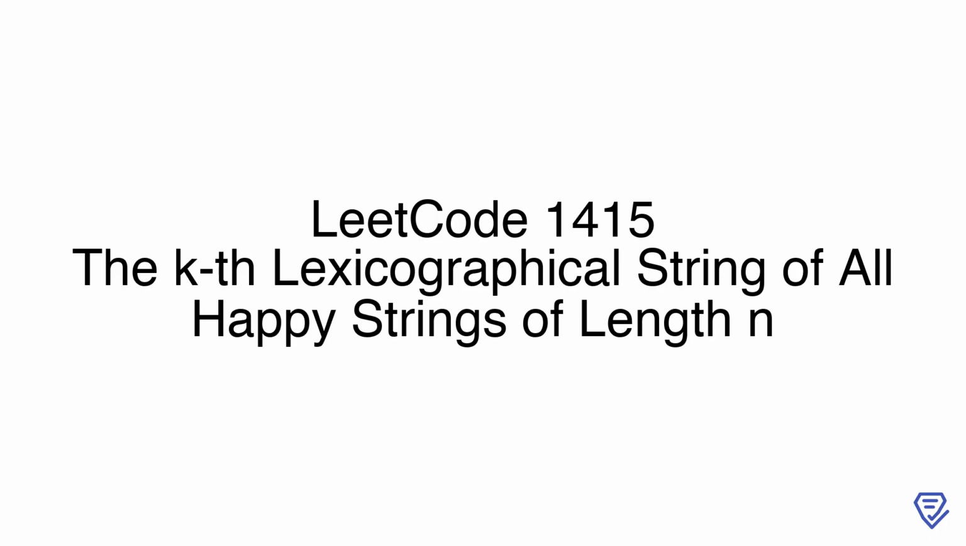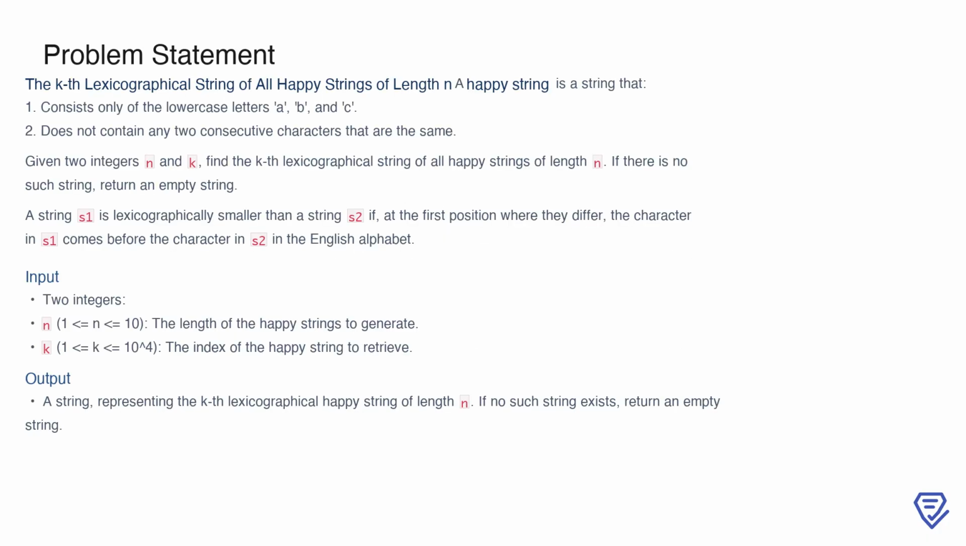Let's get started. In this problem, we are tasked with finding the Kth lexicographical string of all happy strings of a given length n. Now, what exactly is a happy string? A happy string is a sequence of characters that consists only of the lowercase letters a, b, and c, and it must not have any two consecutive characters that are the same. For example, ab or bac would be happy strings, but aa or bbb would not because they repeat characters consecutively.